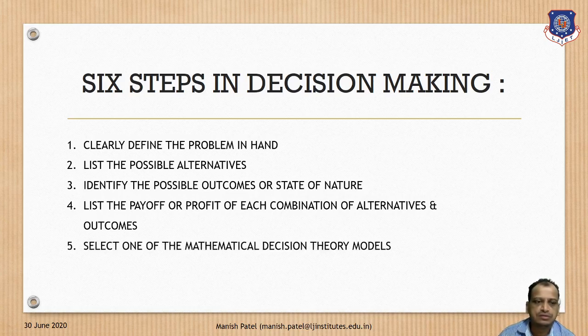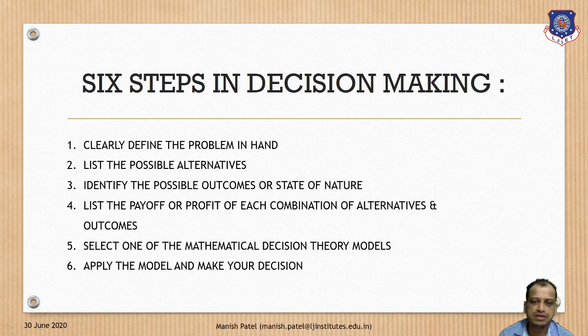Now, there are multiple decision theory models. You will select any one of them and apply this model to this matrix, or you can say the given alternatives of decision making. Once you apply the model, you make your decisions accordingly, which is suitable for the organization, or if it is a person, then it is for personal benefit. So these are the major 6 steps for decision making.